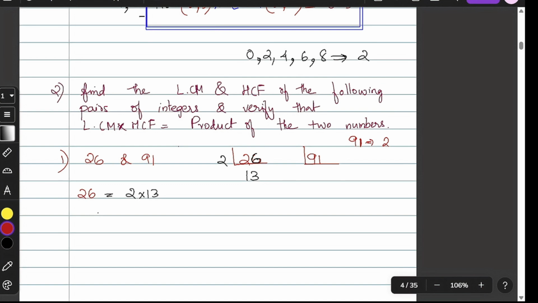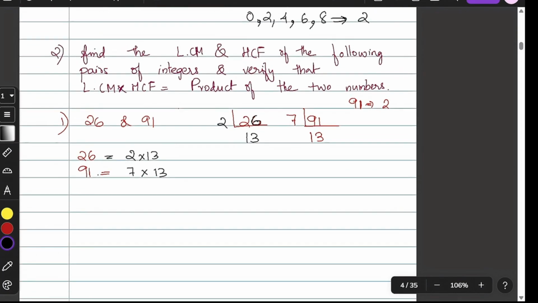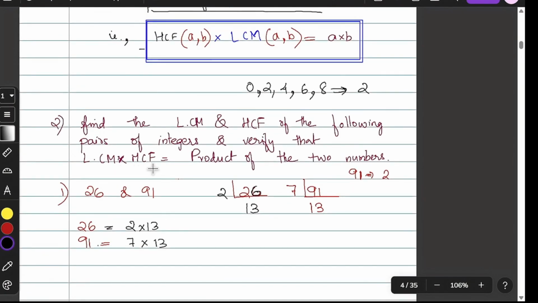So, as we check the next numbers, we will find that I can divide 91 by 7. On dividing it by 7, what will I get? I will get 13. Right? So what are the factors of 91? Factors of 91 are 7 into 13. Clear? Now what do I have to do? Our equation is LCM into HCF, and it is going to be equal to which value? The product of these two numbers.